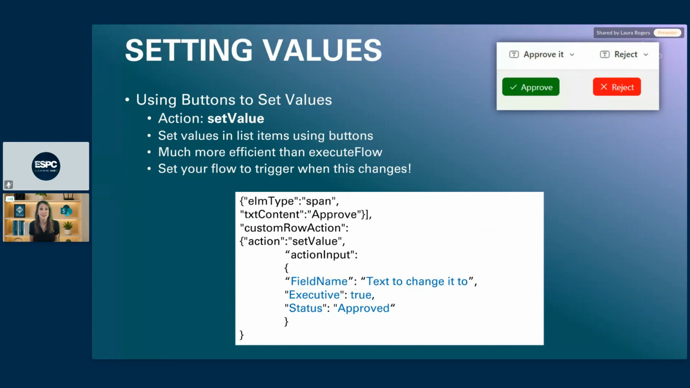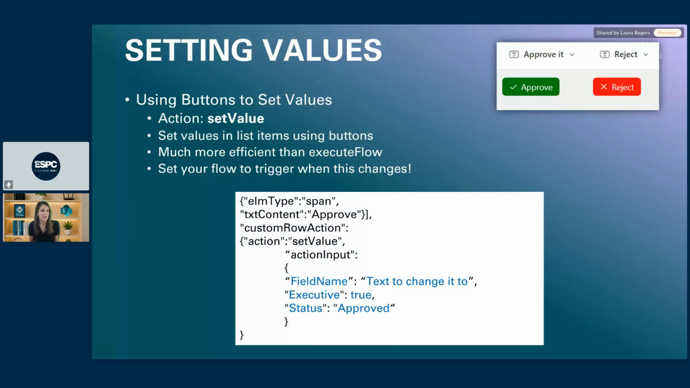You can see that it says action set value, and then action input is where you put the field name and then the text that you want in that field. So you can see I've got executive true, which is a Boolean, and then status approved, that's text. And if you had a number field, you would not put that in quotes. Anything that's text is going to be in quotes, a Boolean is just going to say true or false, and a number is just going to be that number without quotes.